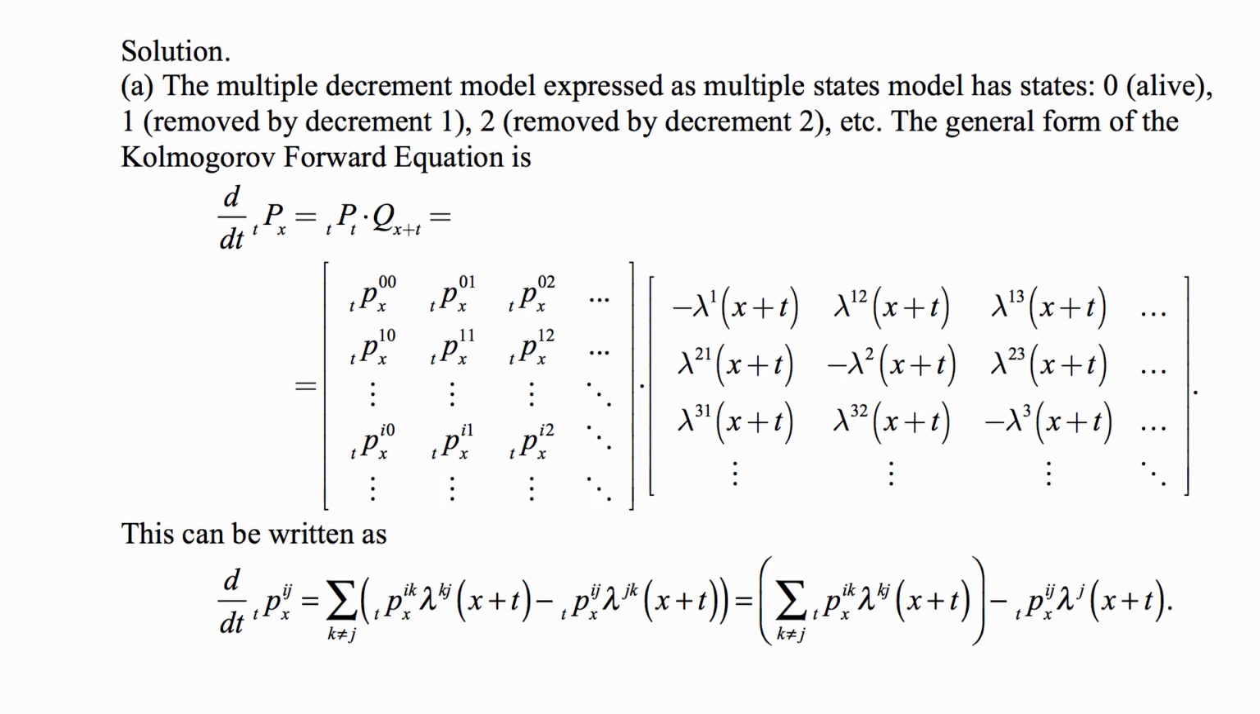So now if you want to write this derivative for the entry in row i and column j of the matrix on the left-hand side, then you can calculate it from this expression: this becomes either the sum over k not equal to j of t p x ik lambda kj of x plus t, minus t p x ij lambda jk of x plus t, or the second form, where the forces of transition are added up to give you this lambda j.